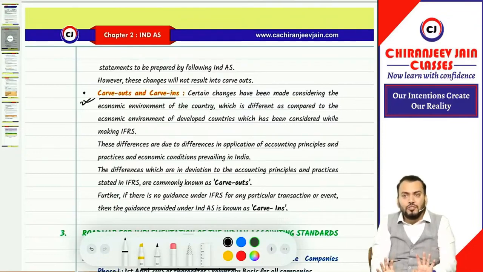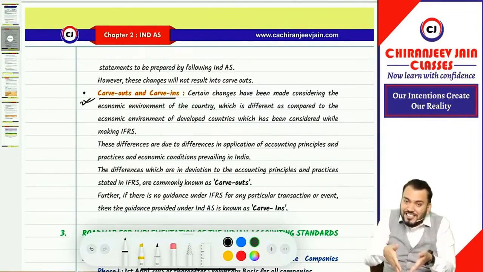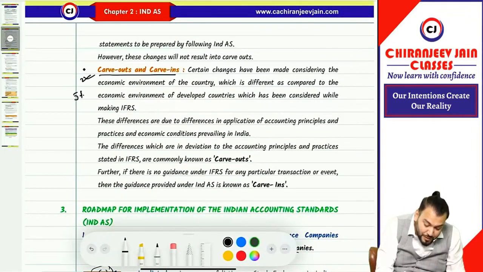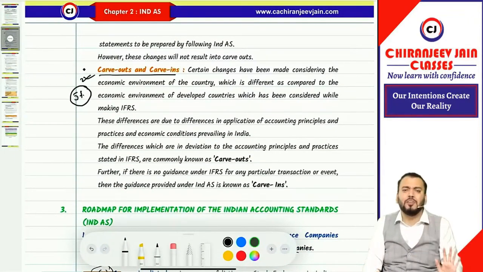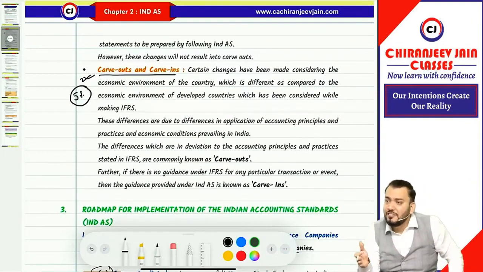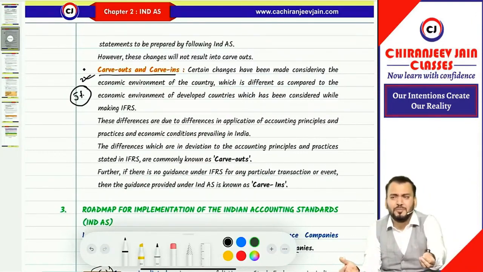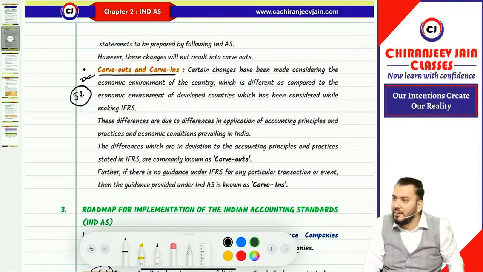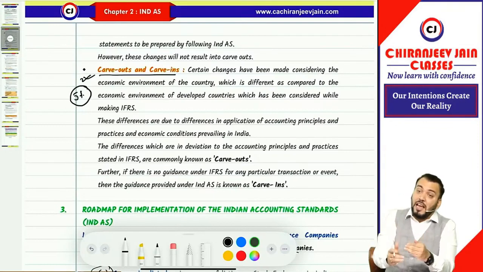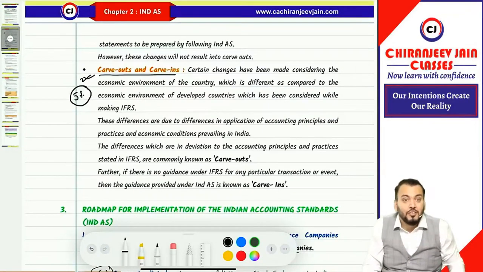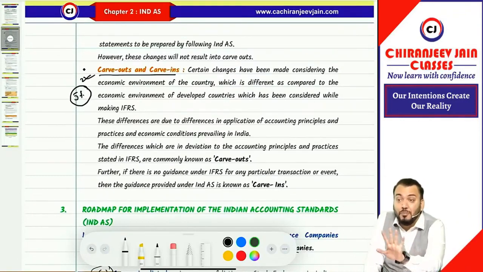Understood? So these become the actual changes, and these changes are only 5%, not more than that. I will say less than 5%. It means effectively it is the same. If you know Ind AS, you know IFRS, and a 5% difference means 5 minutes is required to understand the difference. Yes or no? So when I am teaching you Ind AS, you are also learning IFRS. There is no major difference.